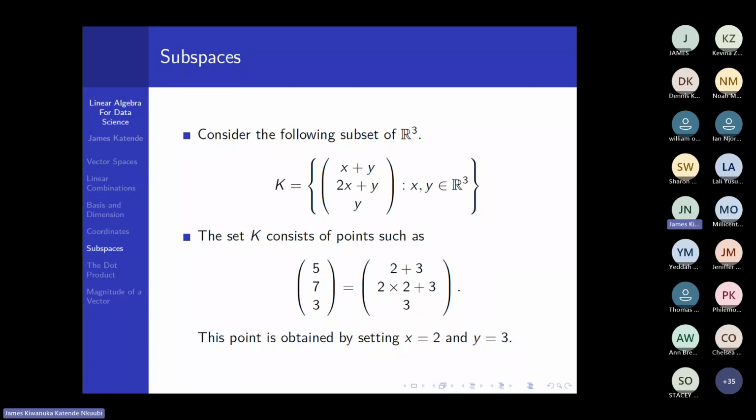So here's an example of a point that is in here. We obtain it by setting X equal to 2 and Y equal to 3. Then we're able to compute these values, and we get (5, 7, 3) as one of the points in here. You can create any other point. All you need to do is to pick two real numbers. Once you have the two real numbers, one of them will be your X, the second one will be your Y, and you plug them into these expressions, and you will get a point or a vector inside K.